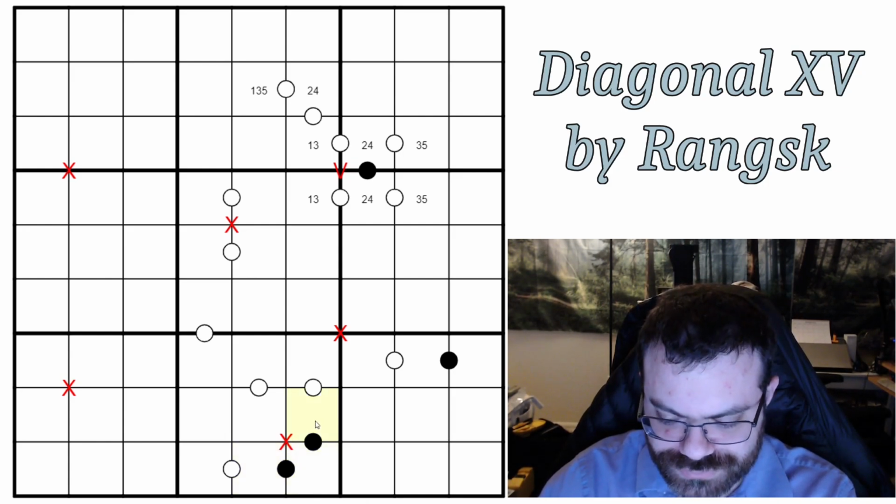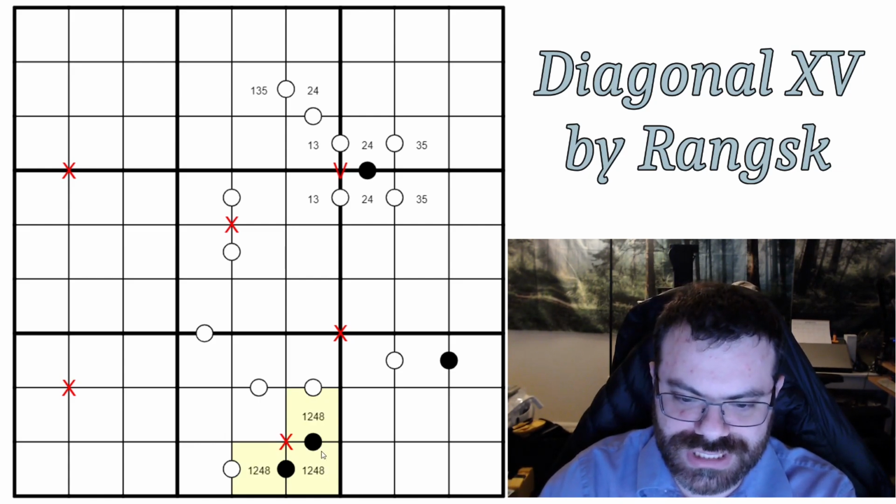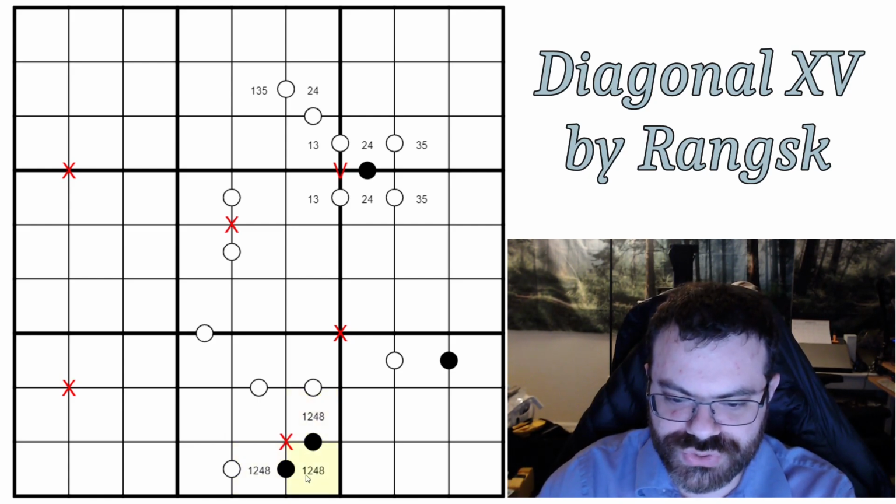So in here we have 1, 2, 4, and 8. So we can either go 1, 2, 4, or we can go 2, 4, 8. So 1 and 8 actually can't go here.